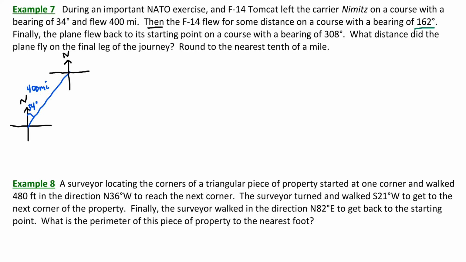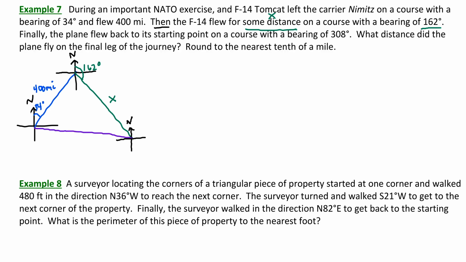If we rotate from due north 162 degrees, that's going to put us somewhere in quadrant 2. So measured from due north, this is the angle 162 degrees. Now, we don't know the distance, so we'll just call this distance x. Finally, the plane flew back to its starting point on a course with a bearing of 308 degrees. So once again, I'm going to construct a compass rose here indicating due north. The F-14 goes back to its original location with a bearing of 308 degrees.